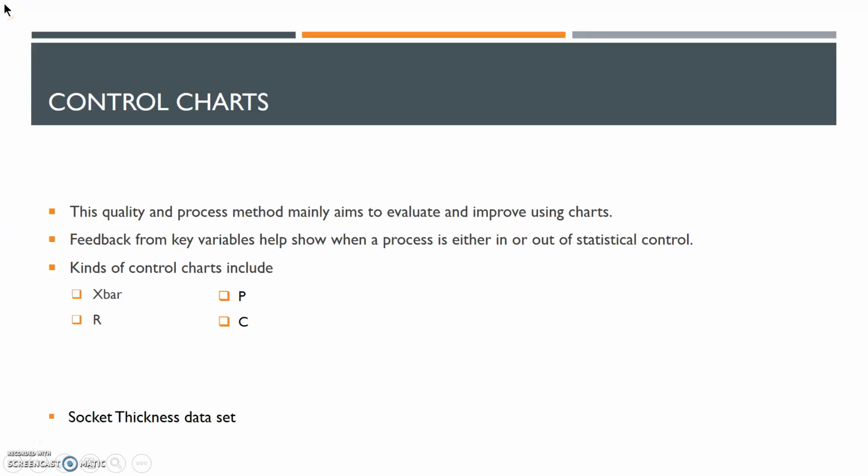Up next we have control charts, and this quality and process method mainly aims to evaluate and improve results using charts, and feedback from key variables helps show when a process is either in or out of statistical control. There are various types of control charts. I've listed only 4 here, and these are not the main ones, but they're basically the most common ones that you will come across.